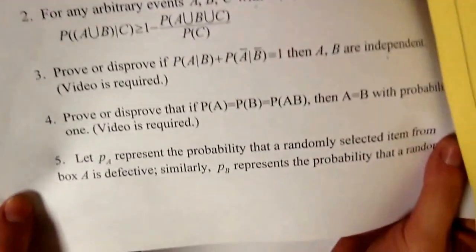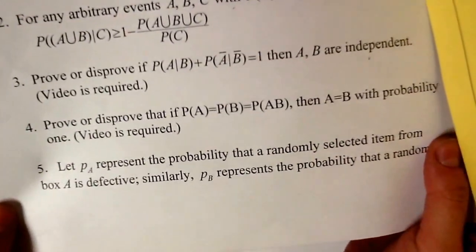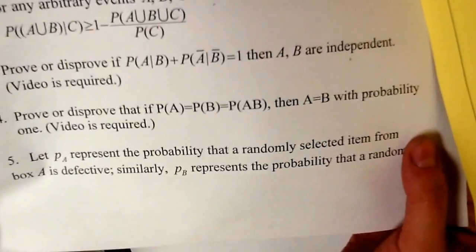This is homework 1, problem 4, where it says prove or disprove. I'll show you. Prove or disprove that if P(A) equals P(B) equals P(AB), then A equals B with probability 1. Okay, fine. By definition in the book, let me get the book so I can actually read this.